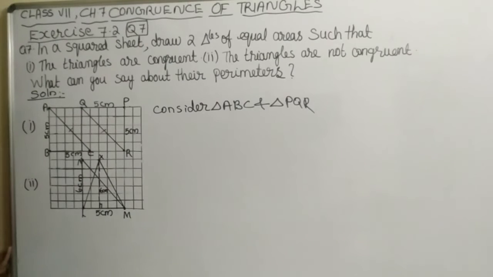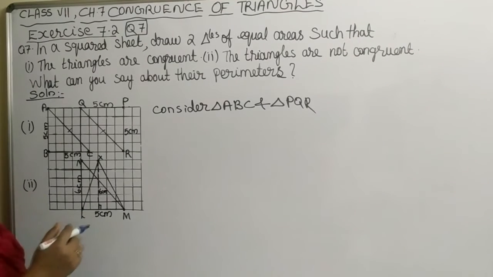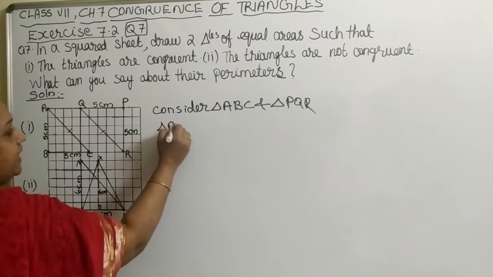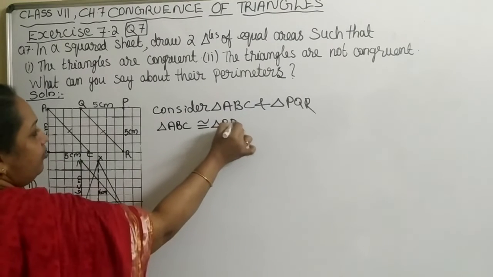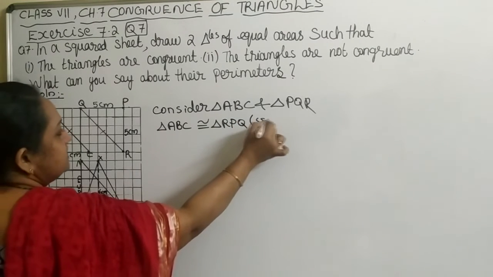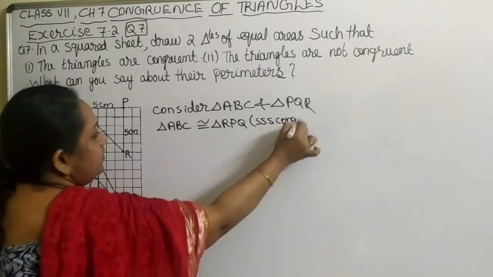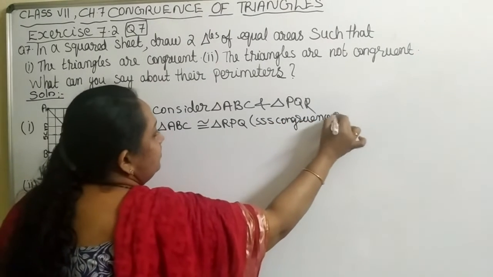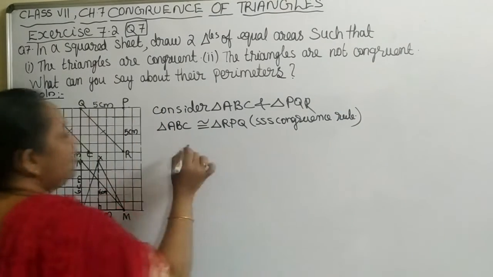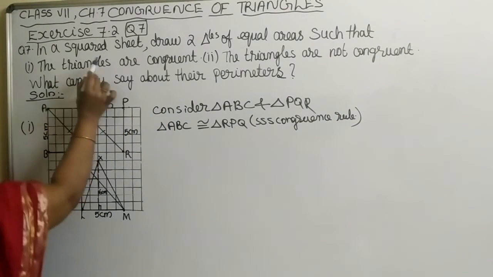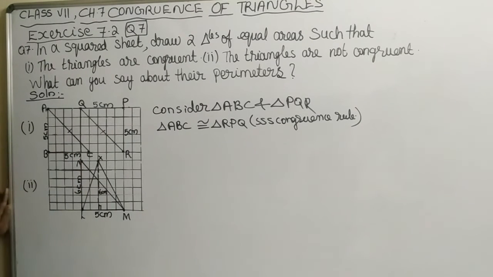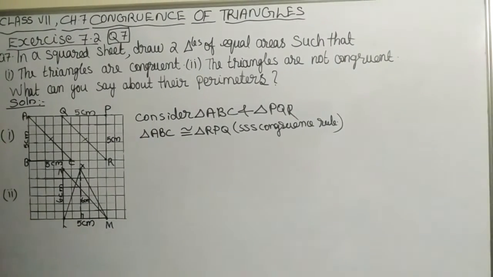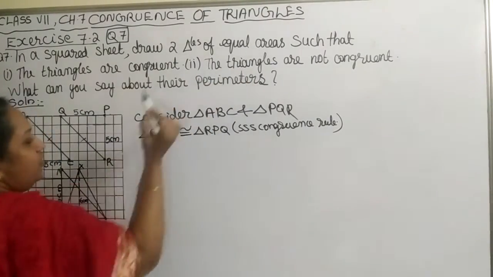So we can write triangle ABC is congruent to triangle RPQ by SSS congruence rule. So we have to draw the triangles only. So the triangles both we have drawn here. So our question is over. Now we can check whether the areas are same or not. It is given that two triangles are of equal areas.